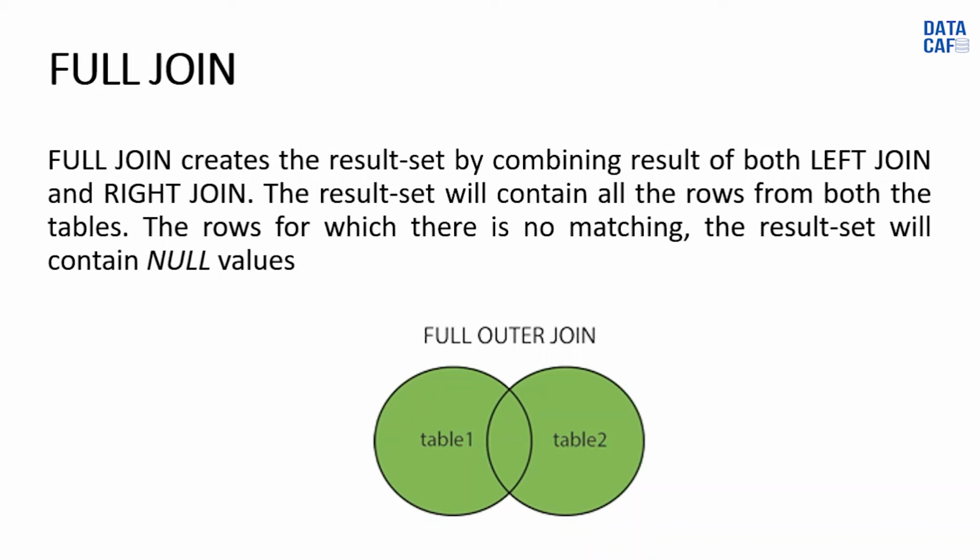You can see according to the Venn diagram, all the records. It is something like a union of the Venn diagram. So all the tables' records will be returned when you are using the full outer join, and also if there is no match, then it will return a null value.